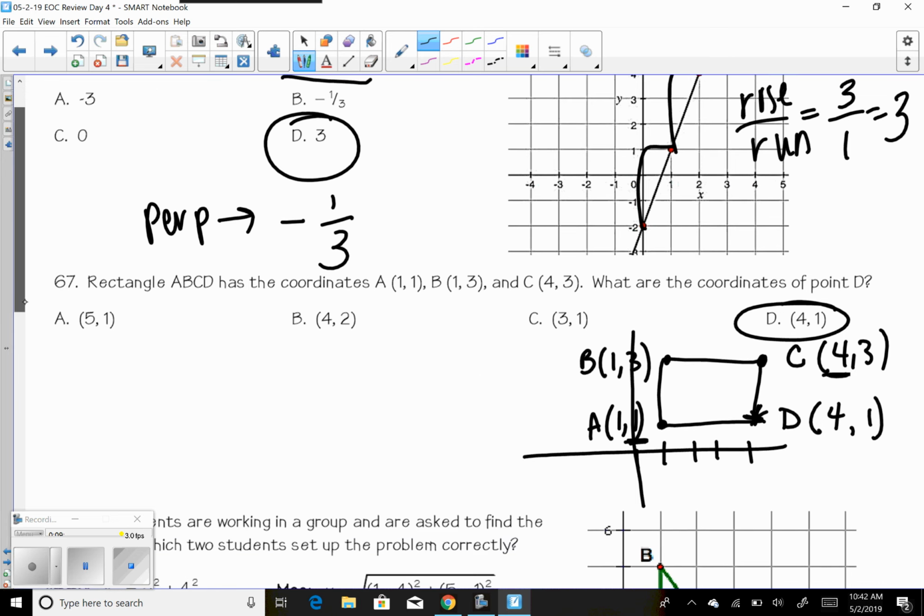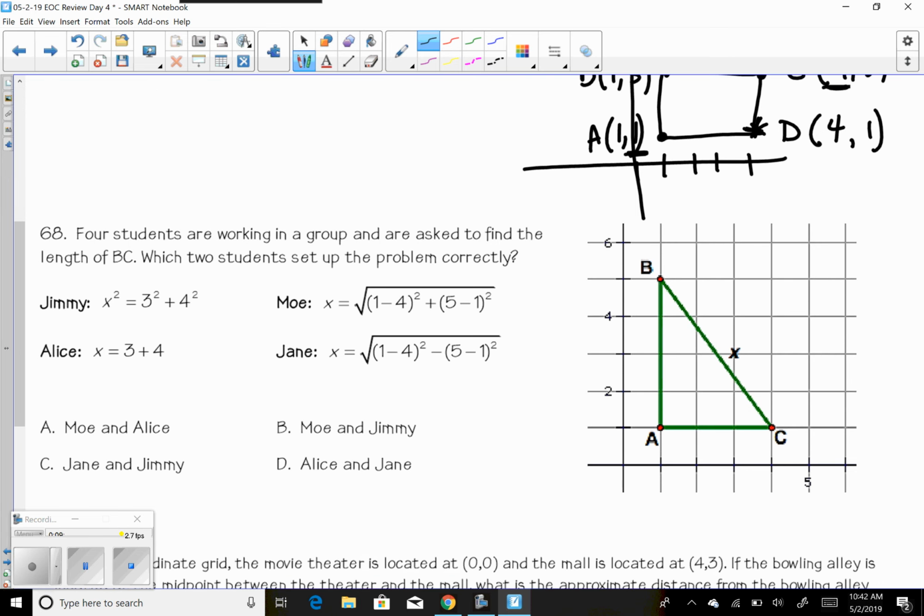Okay. So 68. 4 students are working in a group and are asked to find the length of BC. Who set up the problem correctly? Okay. So this is a right triangle that has a leg length of 3 and another leg length of 4. So you could use Pythagorean theorem here, right? So if we did 3 squared plus 4 squared equals x squared, okay? So there's Pythagorean theorem.